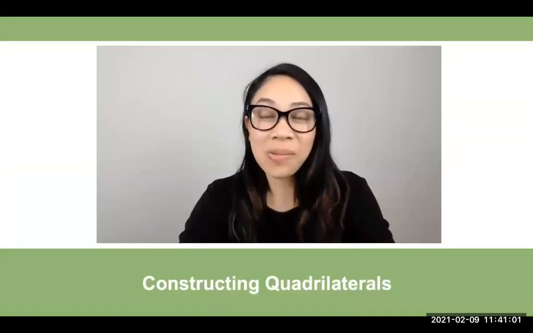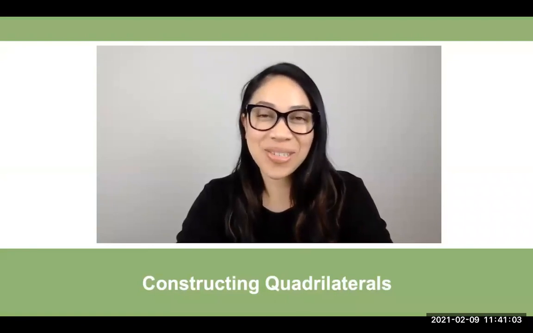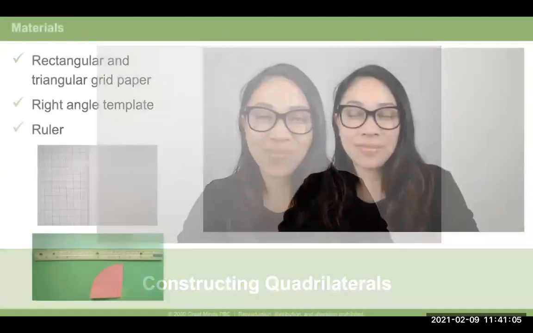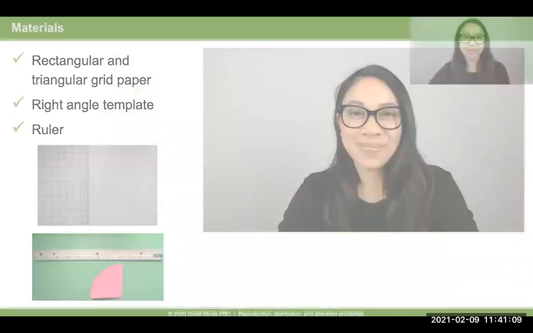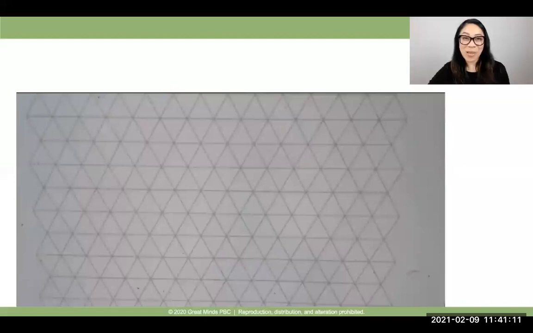Today's lesson is all about constructing quadrilaterals. This is what you're going to need for today's lesson. On your triangular grid paper, all the small triangles are equilateral. Please shade in two triangles that share a side.